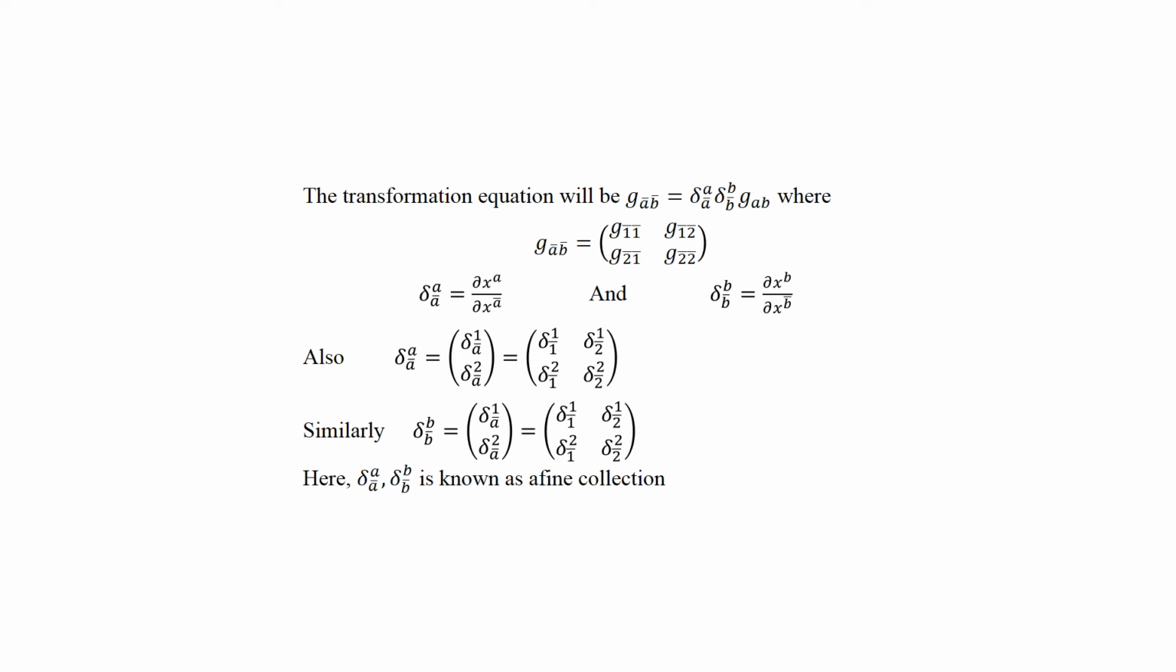So the variation of the covariant index a bar is delta 1 1 bar, delta 1 2 bar, delta 2 1 bar, delta 2 2 bar. Similarly, the term delta b bar is delta 1 a bar, and the second term is delta 2 a bar, which is delta 1 1 bar, delta 1 2 bar, delta 2 1 bar, delta 2 2 bar. Here delta a bar delta b bar are known as affine connections, or these are Kronecker deltas. Here we write them in terms of derivatives.